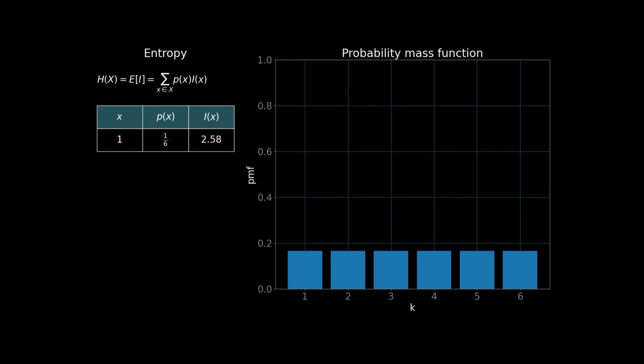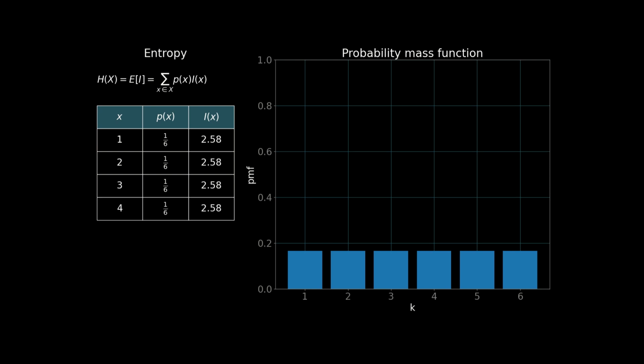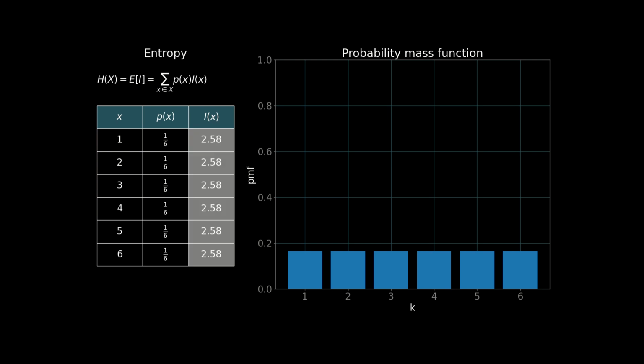When the die comes out 1, the amount of information we get is 2.58, as we've already seen. When it comes out 2, the information is exactly the same because the probability is the same. Likewise, from 3 to 6. Since the information is the same for all outcomes, the entropy, being their average, is also the same.